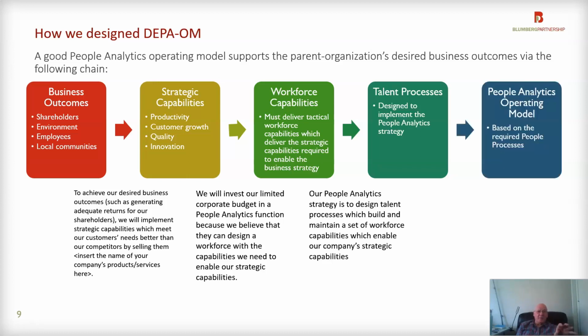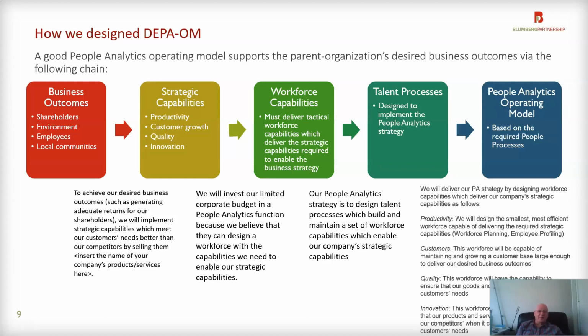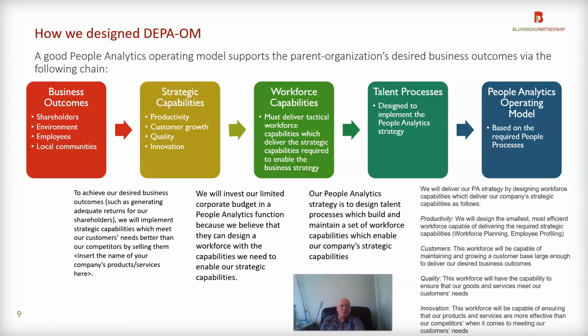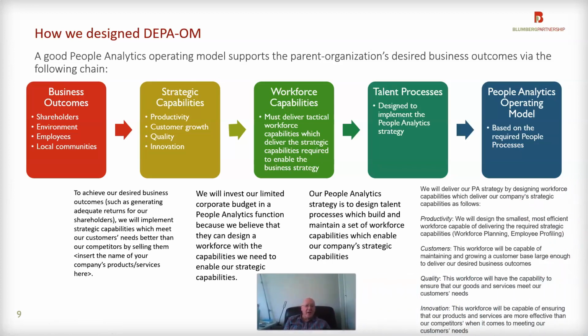So there in a box, you've got a lovely people analytics strategy. And the way you implement that strategy as an operating model, which I'm going to show you in a second, is as follows. You say that we will deliver our people analytics strategy by designing workforce capabilities which will deliver our company's strategic capabilities as follows. In terms of productivity, we will design, as a people analytics function, the smallest, most efficient workforce capable of delivering the required strategic capabilities. And you'll be using tools like workforce planning and employee profiling to do that.